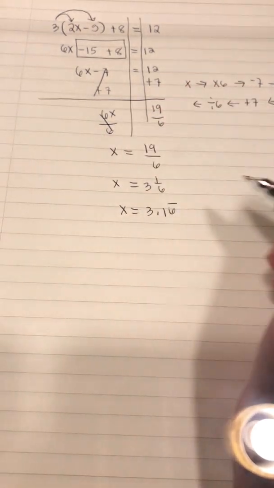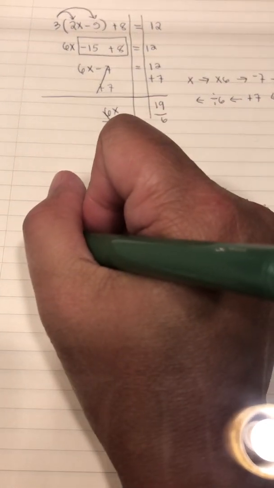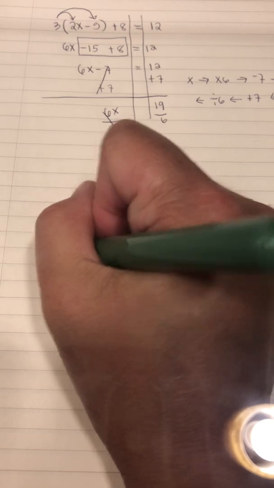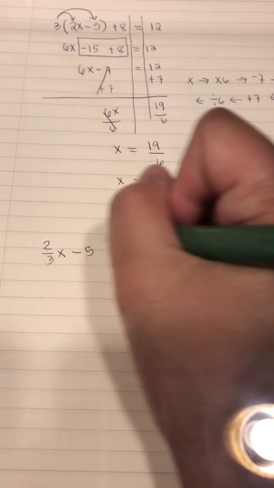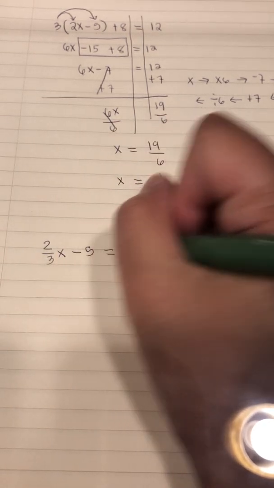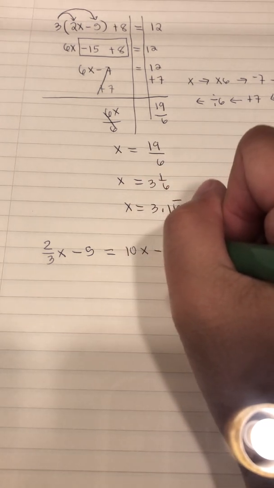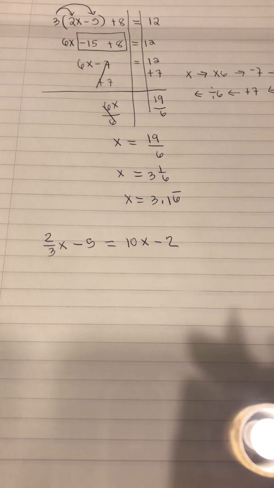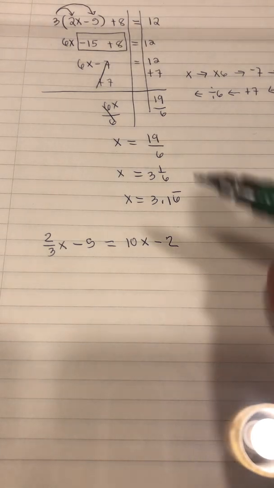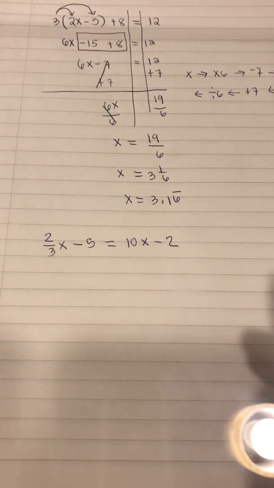Let's put some fractions in there. Let's do 2/3 x minus 5 is equal to 10x minus 2. All right, so now let's do the checklist. Is there any distributive property? There's no distributive, so we're going to go straight to fractions.